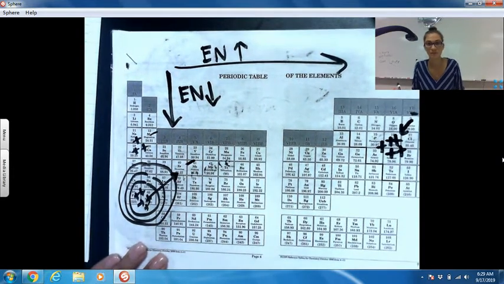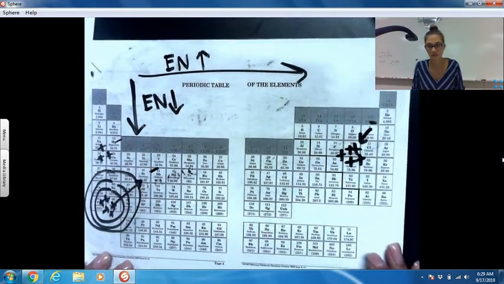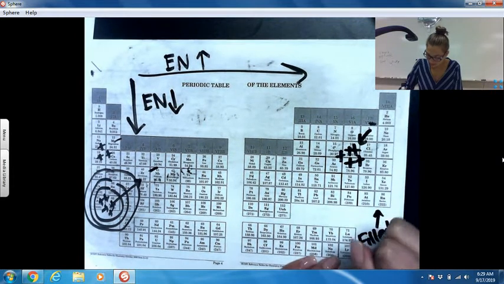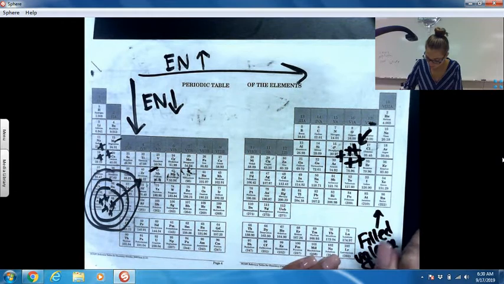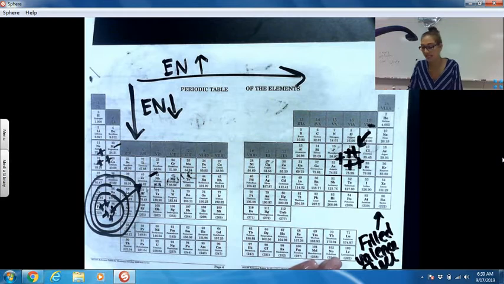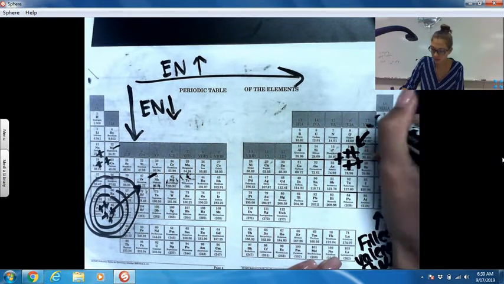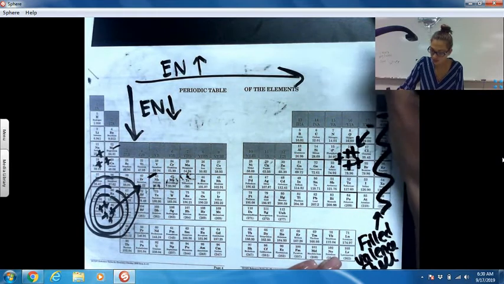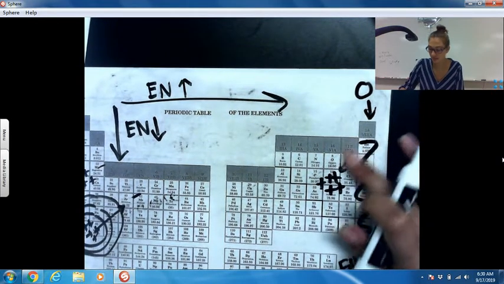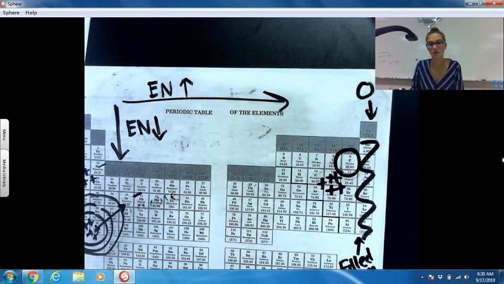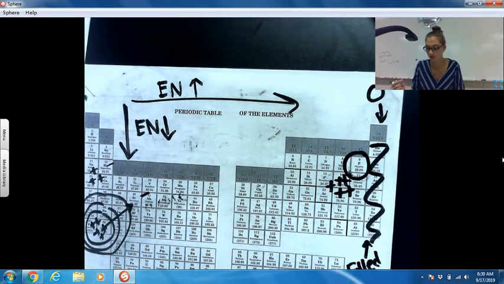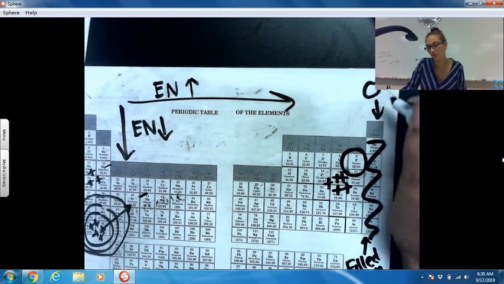Okay? There is one exception to this rule. We know that our noble gases have a filled valence shell. Because it has a filled valence shell, there is nowhere to put another electron on that energy level. So we say that noble gases have a 0 electronegativity. So for this case, fluorine is going to be our element with the highest electronegativity. As we go across, it increases. As we go down, it decreases. So this is something you have to remember, that electronegativity excludes the noble gases.